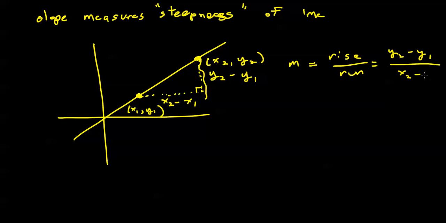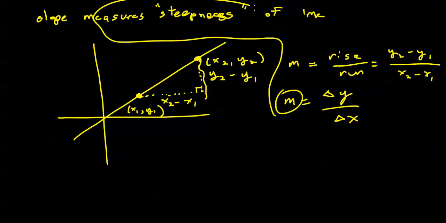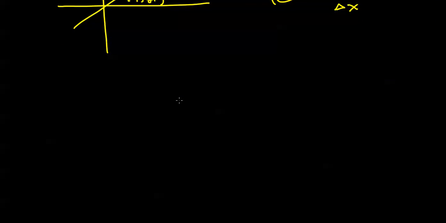Well, the horizontal distance between these 2 points. If we want to be a little informal about it, often slope is referred to as delta y over delta x, where of course delta y means change in y, and delta x means change in x. Again, this is a number which measures the steepness of a line between 2 points of interest. Alright, so that is our definition of slope.